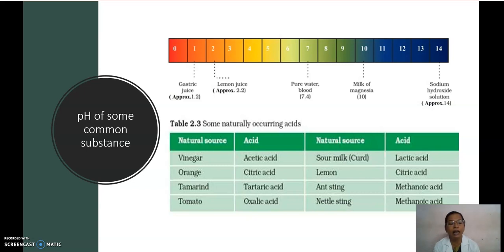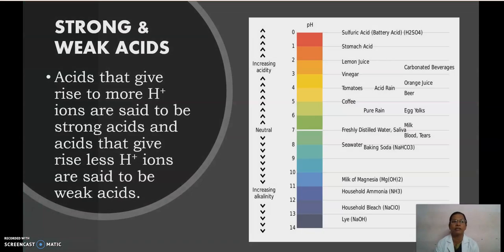And here I have written some of the acids' names and natural sources. Vinegar contains acetic acid, orange citric acid, tamarind tartaric acid, tomato oxalic acid, and milk contains lactic acid. Then lemon citric acid, and the sting has methanoic acid. Nettle sting, that's a plant, nettle. When it happens to touch our body, it also injects one acid, that is methanoic acid.